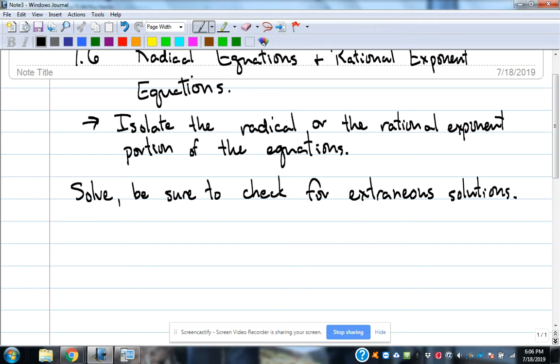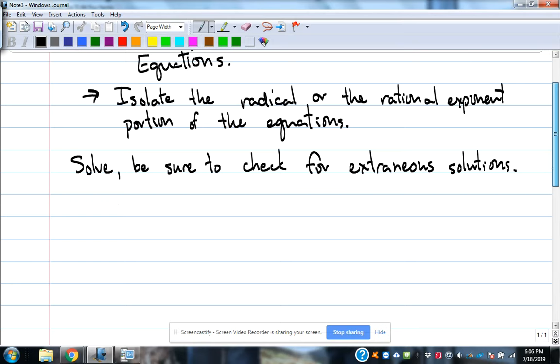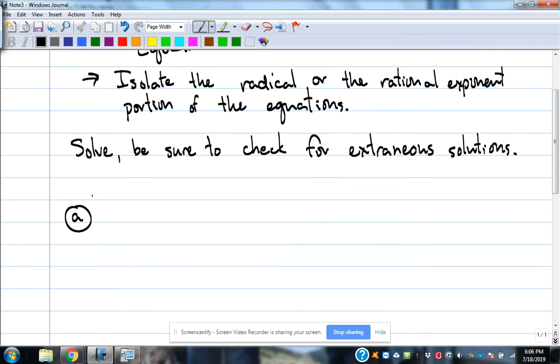So once we solve it, we may have multiple answers for some of these. We've got to check all of them to make sure that they work, and if they don't, they're an extraneous solution. We get rid of them. So let's start with one that's fairly easy, not too difficult.